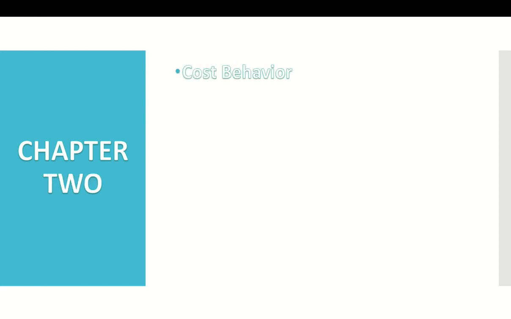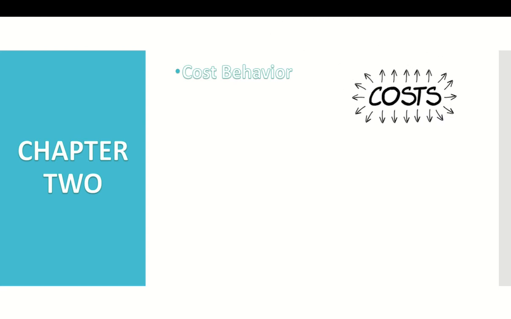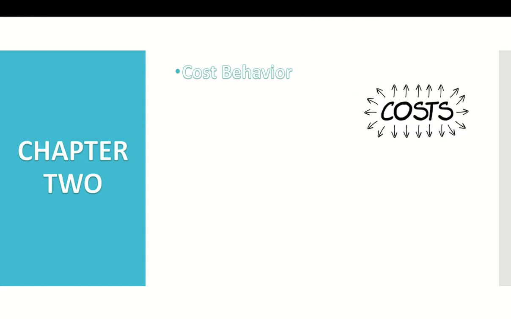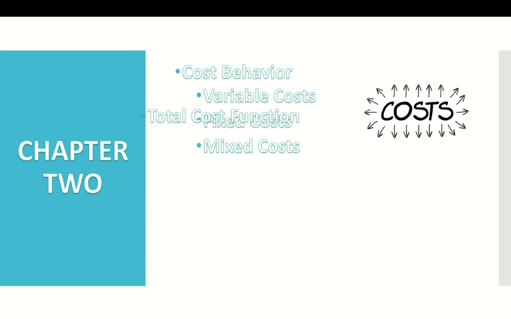Chapter number 2, we discussed cost behavior, السلوك التكلفة. So we were looking at cost in detail in chapter number 2. The first thing we talked about was variable costs. And we said variable costs are تكلفة متغيرة. We also talked about fixed costs, تكلفة ثابتة. And we also talked about the mixed costs, which include both variable and fixed costs.